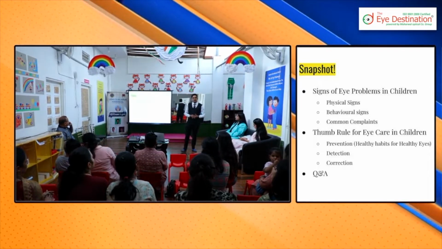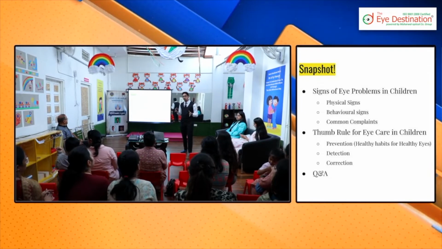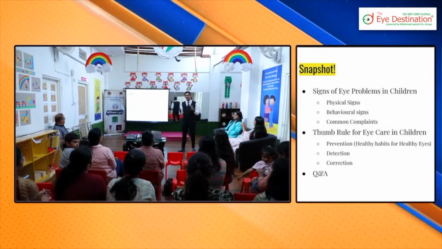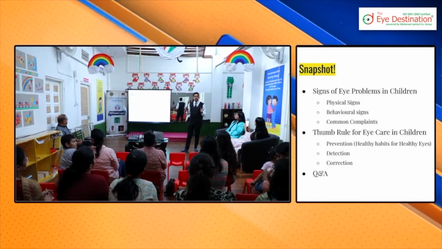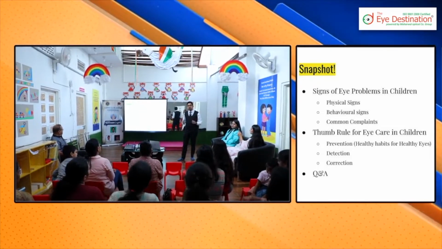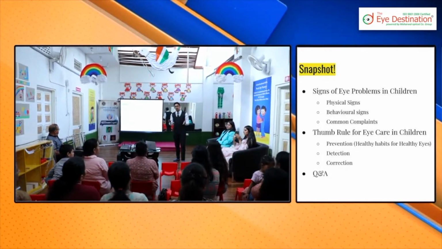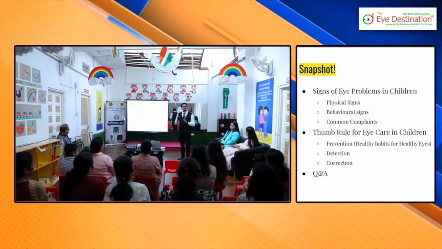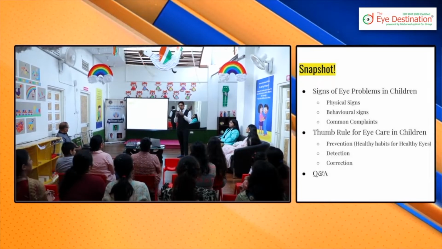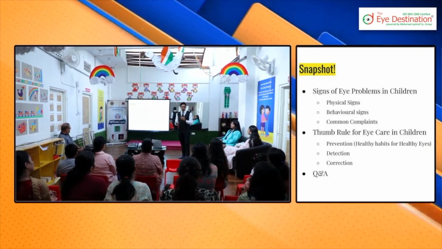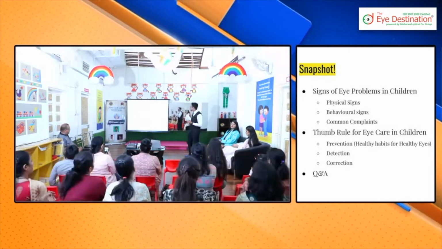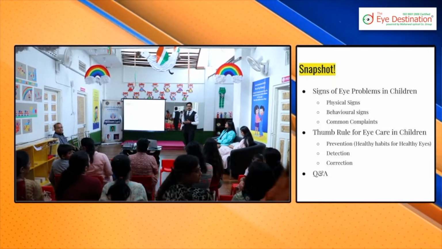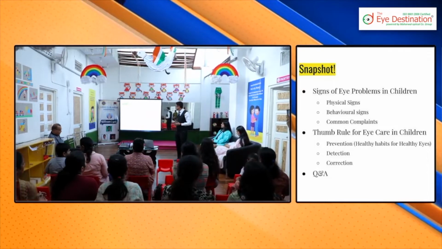Because you see, children are those people who rarely complain. They don't complain because for them there is no abnormality. उनको नहीं समझ में आता कि abnormal क्या है. They don't come with symptoms. They will not tell you that I am having eye strain, I am having blurred vision, or something. So it's the signs which we as parents have to pick. We'll be talking about some physical signs, behavioral signs, and some common complaints which children might make.